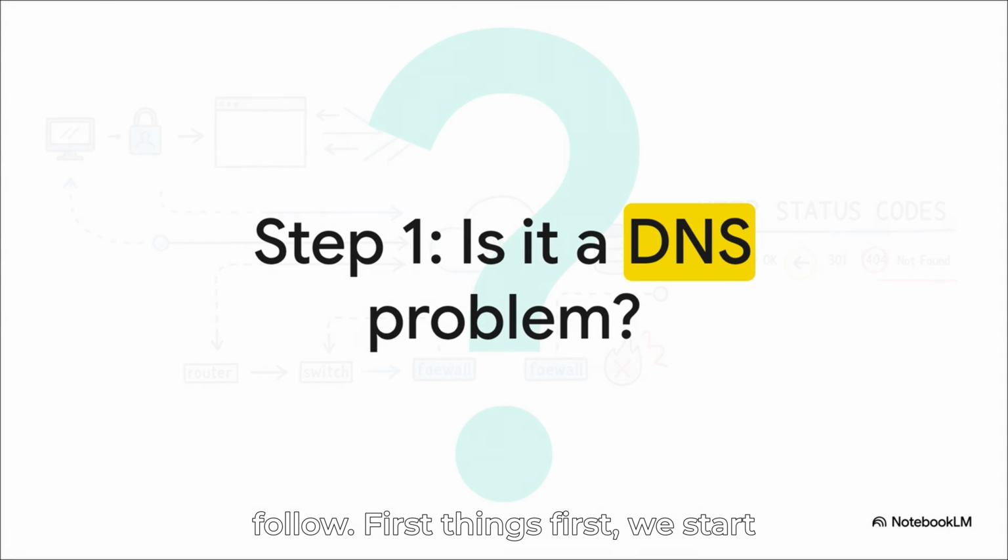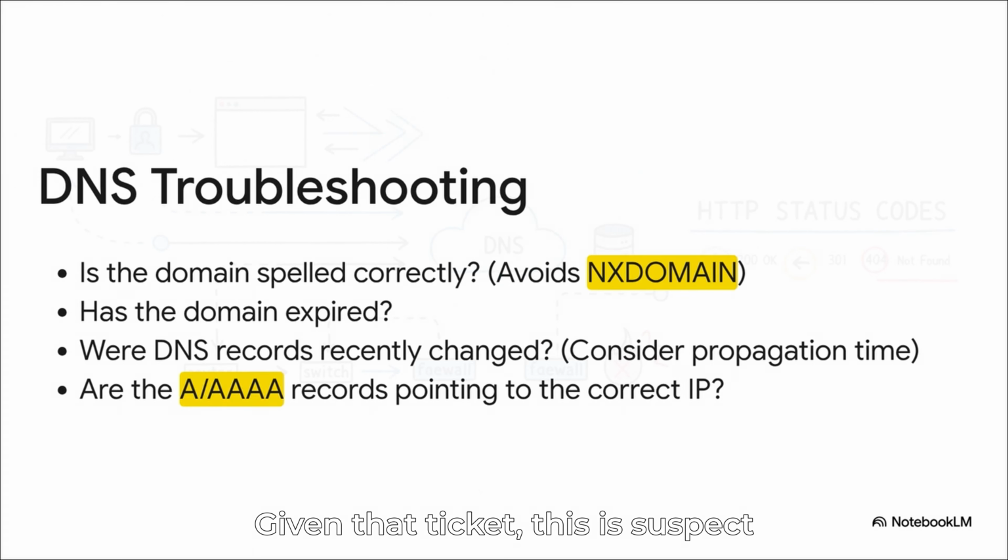First things first, we start at the very beginning of the journey. We always start with DNS. Can the user's computer even figure out where to go? Given that ticket, this is suspect number one. That DNS propagation we talked about, this is what it looks like in the wild. If the A or AAAA records, the pointers to the server's IP, were just changed, you've probably found your culprit. The coworker's internet provider has the new, cached IP, but your user's provider is still holding on to the old one. That's it. That's the problem.